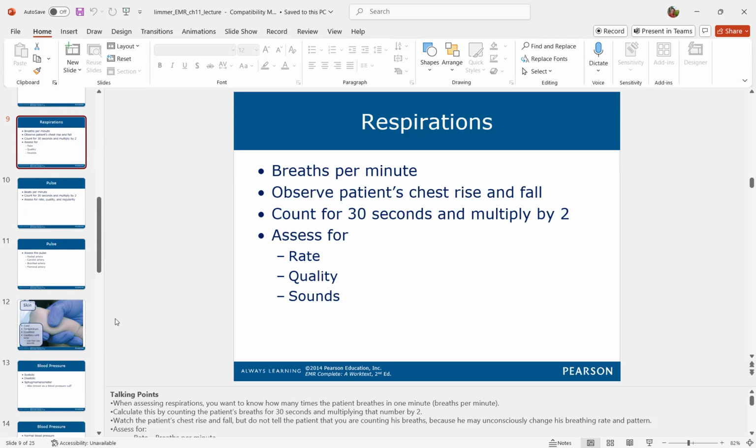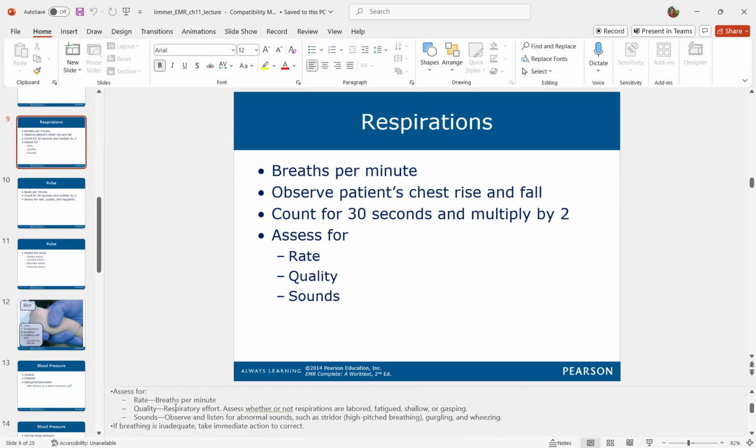If they're breathing a little bit slower than that or breathing faster than that, there might be something else going on. So we want to watch the patient's chest rise and fall, but we're not going to tell the patient that we're doing this because they can kind of change their breathing as we do this. So they may unconsciously change their breathing pattern. What we're looking for is the rate. We want to make sure that it's around that 12 to 20, or child 15 to 30, or infant 30 to 60.